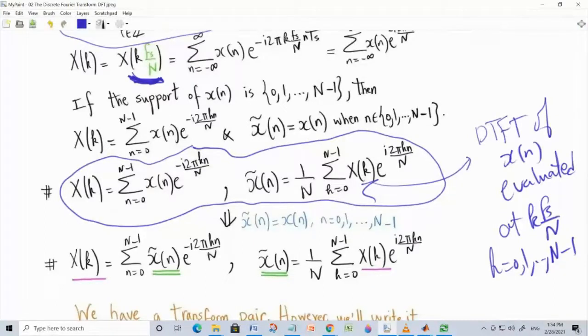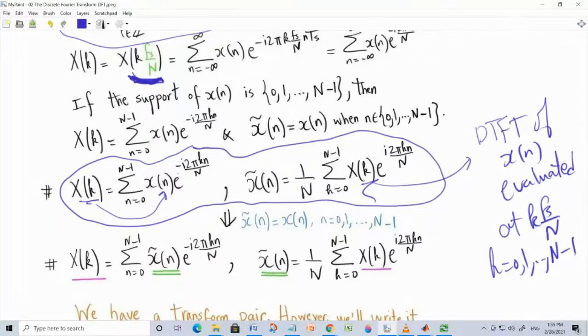Okay, so we have x of k related to x of n, and x tilde of n related to x of k, and we have here a plus sign and here a minus sign. They are candidates for being a Fourier transform pair, perhaps a new type of Fourier transform, because now our signal is discrete in time and discrete in frequency.